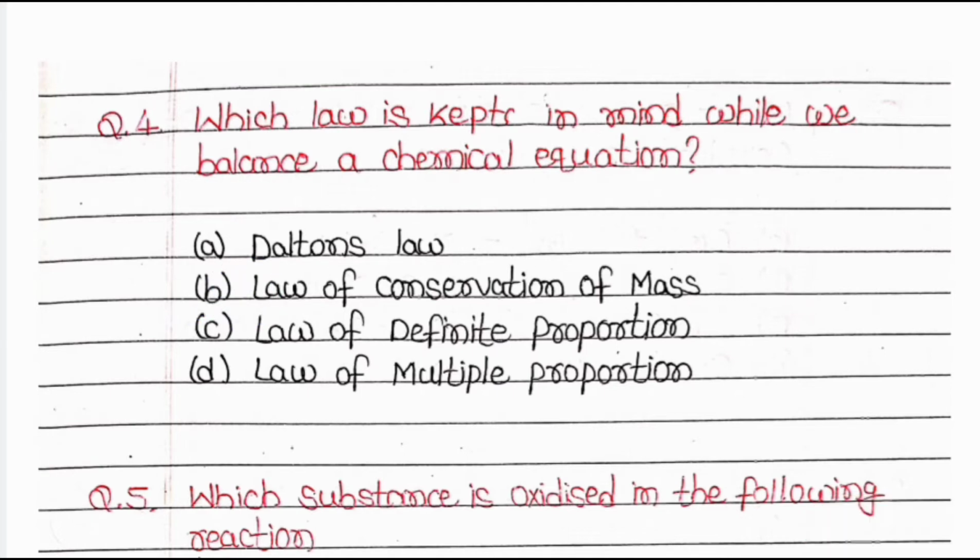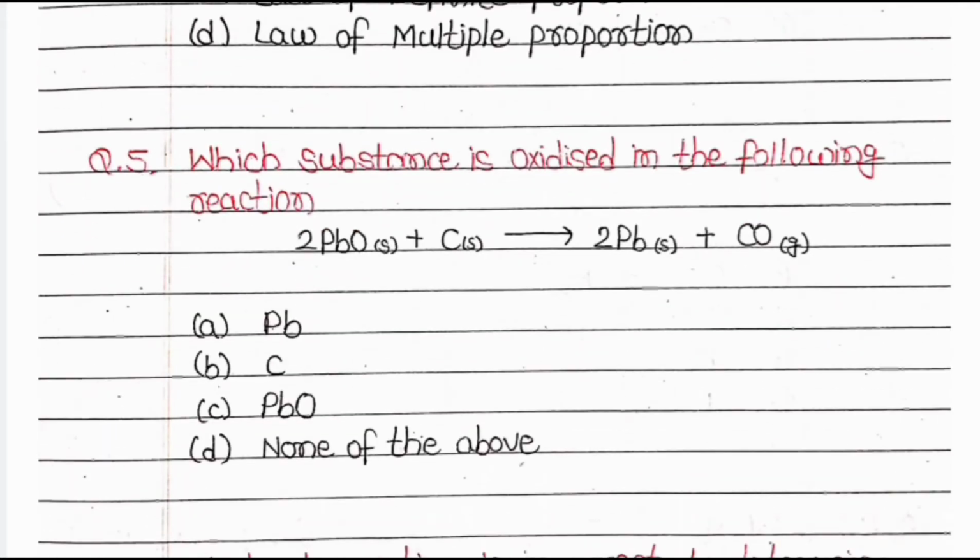Now the fifth question. Which substance is oxidized in the following reaction? And this reaction is given. Here you can see clearly that carbon is oxidized into carbon monoxide. So option B will be correct, and answer is C, carbon.